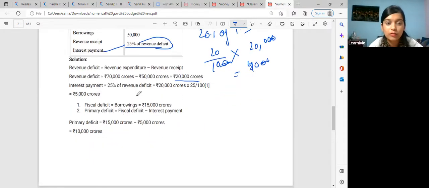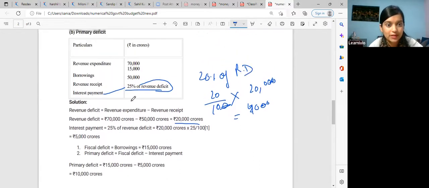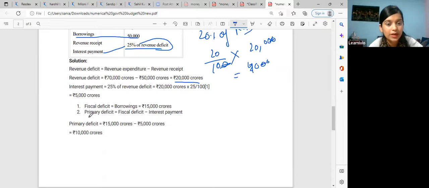Then these are the simple ones. Fiscal deficit equals borrowing, right? Over here it is written, because total receipt and everything, nothing is given. That's why your fiscal deficit equals borrowing, and for primary deficit, fiscal deficit you know, and interest payment you have already taken out. So here the answer is. Everyone got the point?